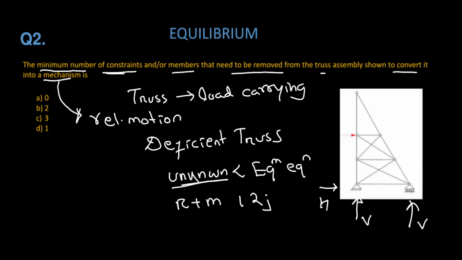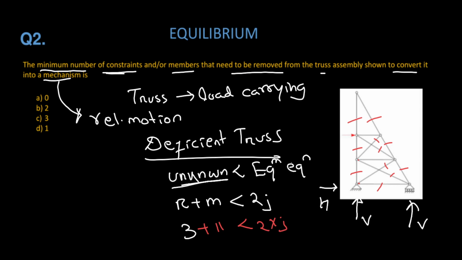This was the condition for the deficient truss. Okay, so R is 3. Count the members: 1, 2, 3, 4, 5, 6, 7, 8, 9, 10, 11. So total 11. Less than 2 into J. Joints: 1, 2, 3, 4, 5, 6, 7, into 7.